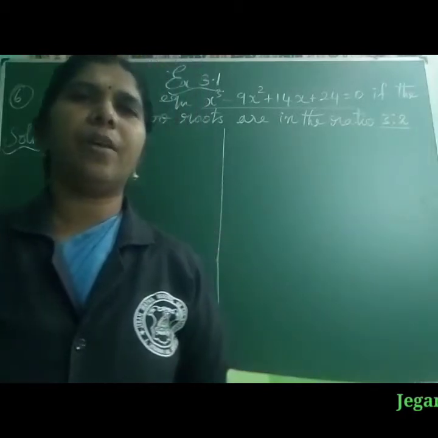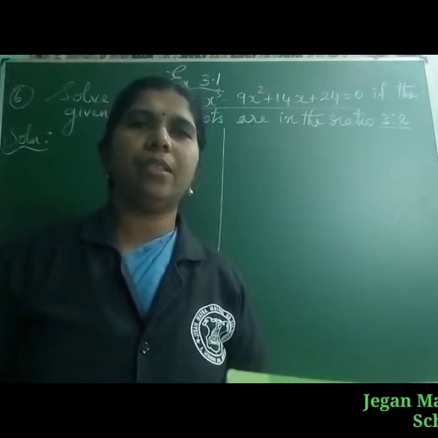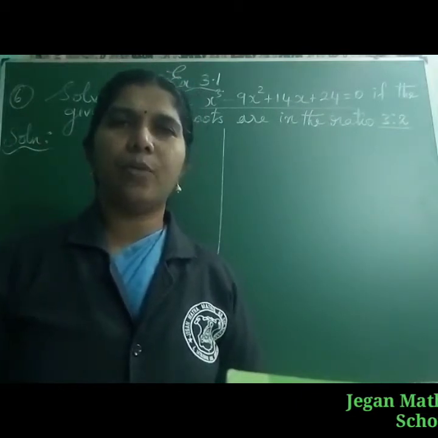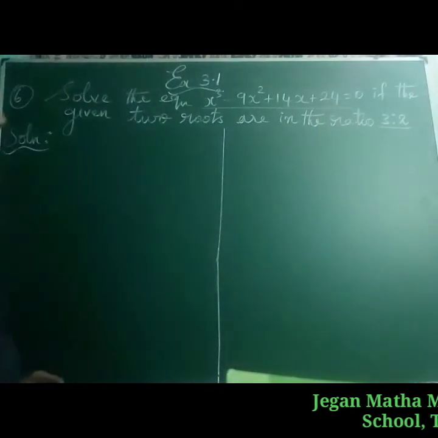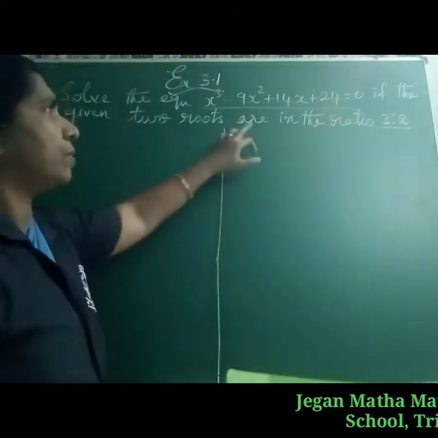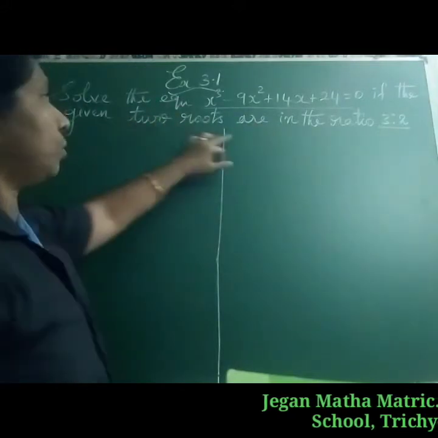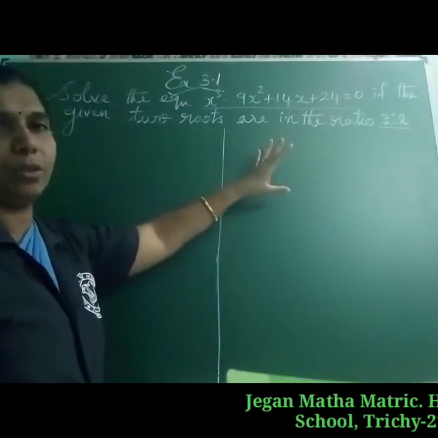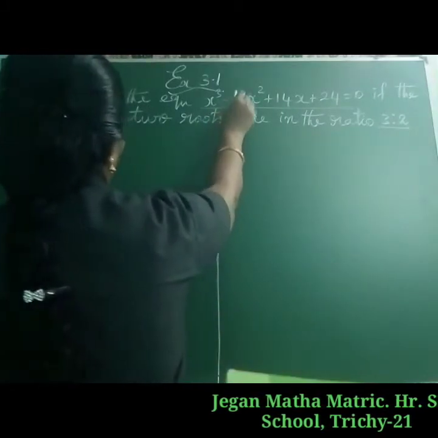Hi students, now I am going to teach 12th standard maths chapter 3, theory of equations, exercise 3.1, question number 6. Solve the equation x cube minus 9x square plus 14x plus 24 equal to 0 if the given two roots are in the ratio 3:2. So first let us consider the given equation.